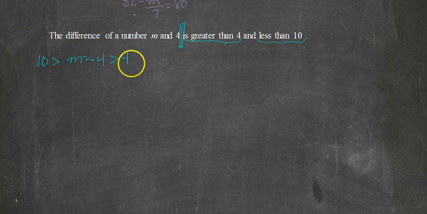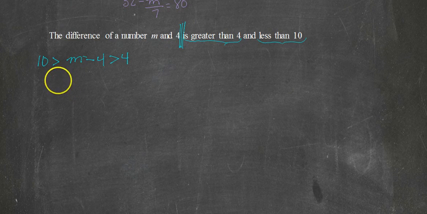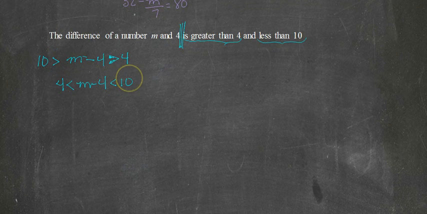Now, we like to write it in the other order, where we're not doing greater than symbols. We like to write it in this order: 4 is less than m minus 4. So notice I haven't changed anything. I wrote these in the opposite way, but I still have the alligator eating the right thing, right? The alligator's eating the m minus 4. And the same thing on the other side, I'm going to have the alligator eat the 10. And so this is a compound inequality. It has two things going on at the same time.